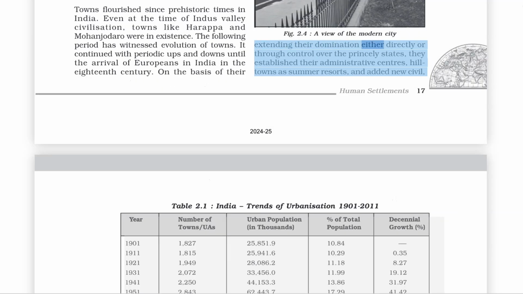Extending their domination either directly or through control over the princely states, they established their administrative centers, hill towns as summer resorts, and added new civil.